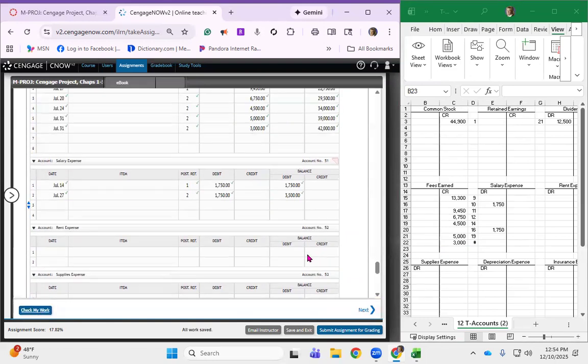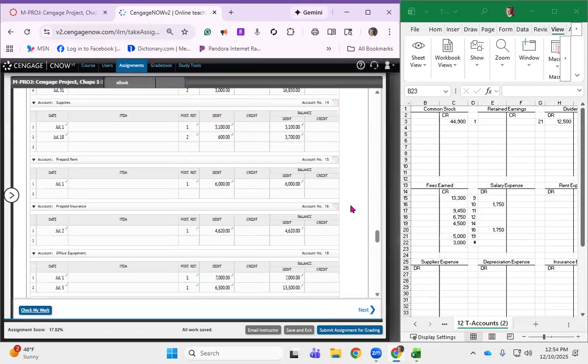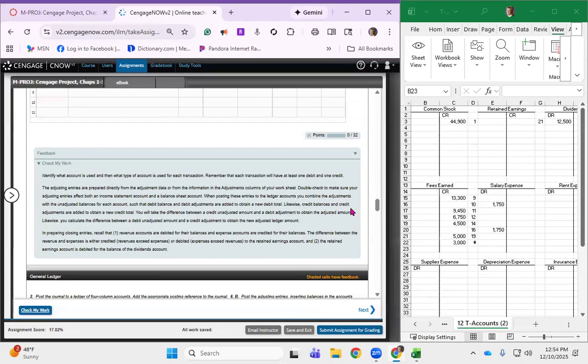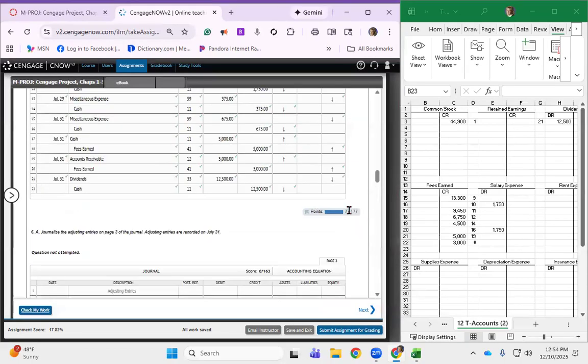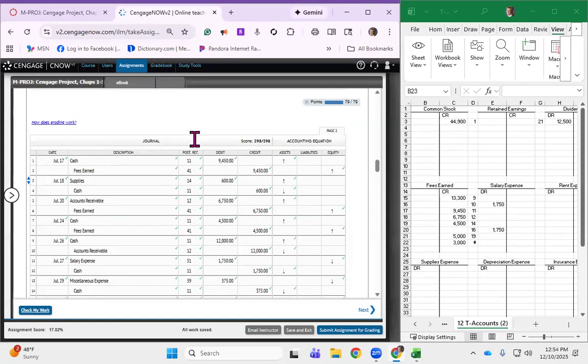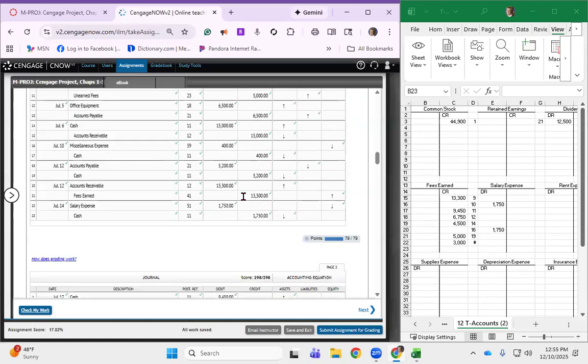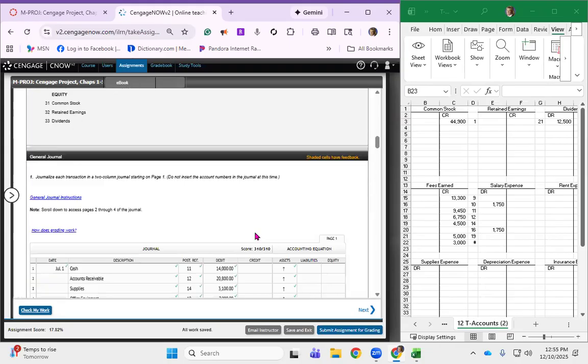Let's check the work and see if I'm getting any red X's. Don't be alarmed at these red triangles here because we're not done yet. But when you are done, I'll show you what I mean by done. You should see 77 out of 77 when it comes to your second page of your general journal. The first page of your general journal should be 79 out of 79 when you've got everything in there correctly.